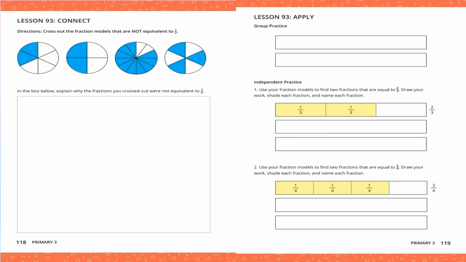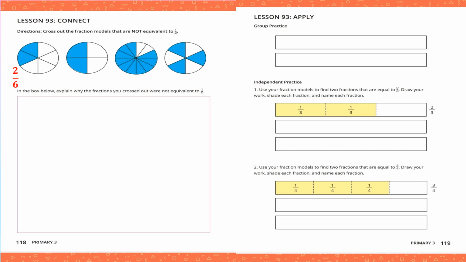Lesson 93. Cross out the fraction models that are not equivalent to 1/2. The first circle. The fraction of the first circle is what? Let's remember how to write the fraction. We have numerator and denominator. In the numerator, we write the number of colored parts. In the denominator, we write the total parts. So we have here 2 colored parts and the total equals 6. So the fraction will be 2 over 6.